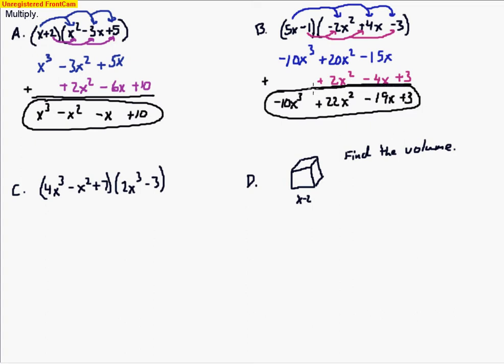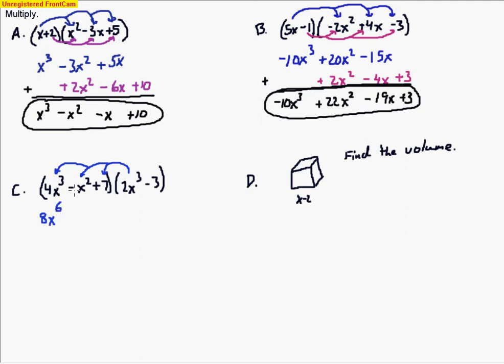Well, in the next problem, it looks a little bit different because we have the binomial on the right-hand side, but it's pretty much done the same way. You're just going to take this 2x to the third and multiply it over every number in that trinomial. So I'm going to start with the highest exponents first. 2 times 4 makes 8. X to the third makes x to the sixth power, adding up those exponents.